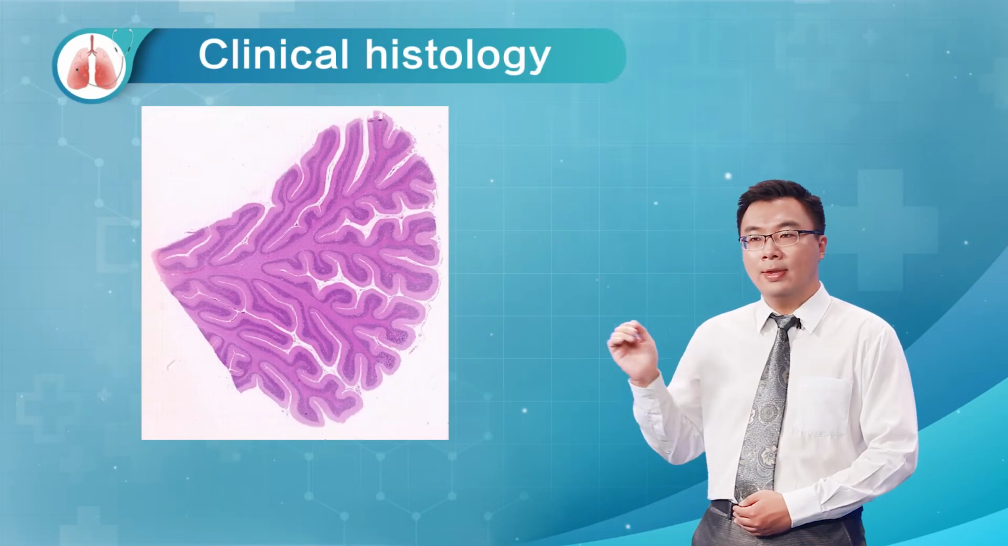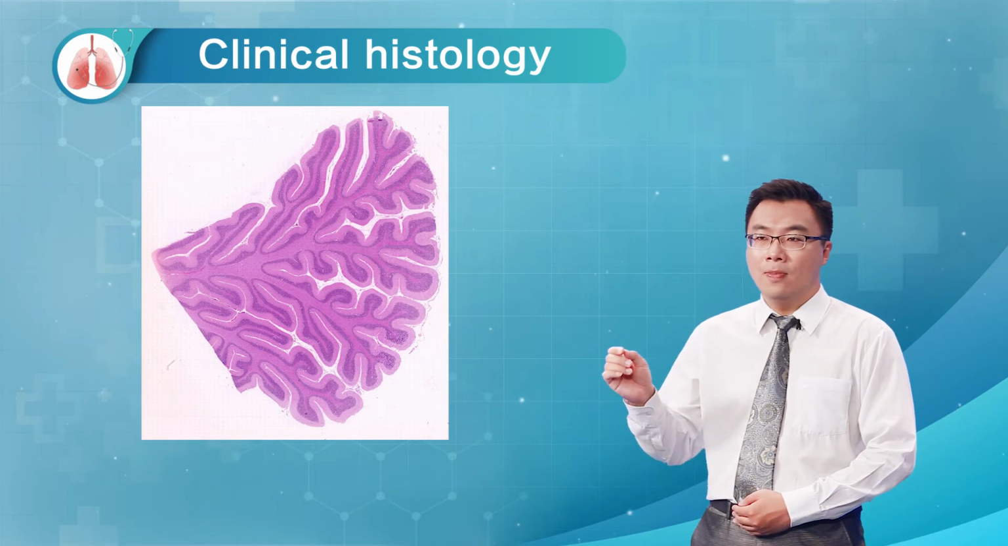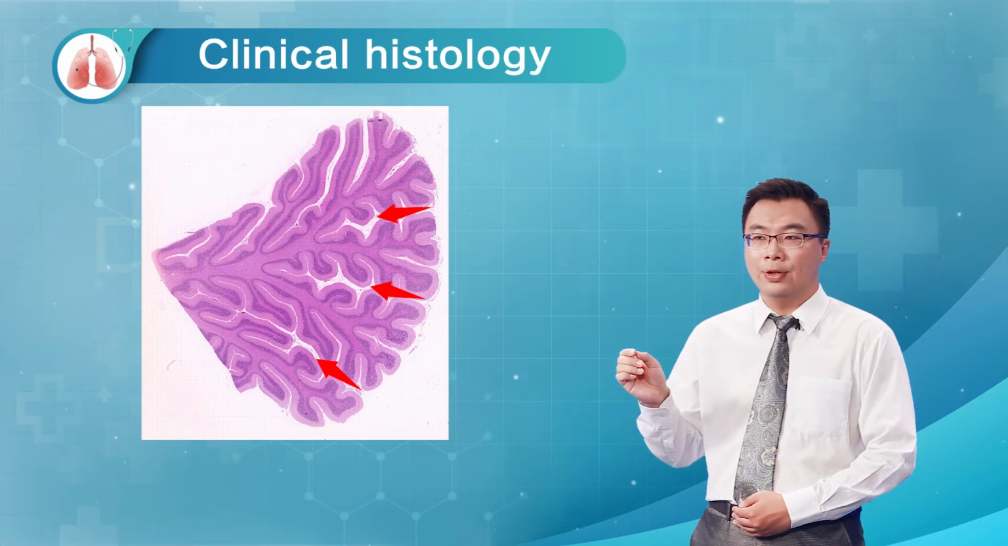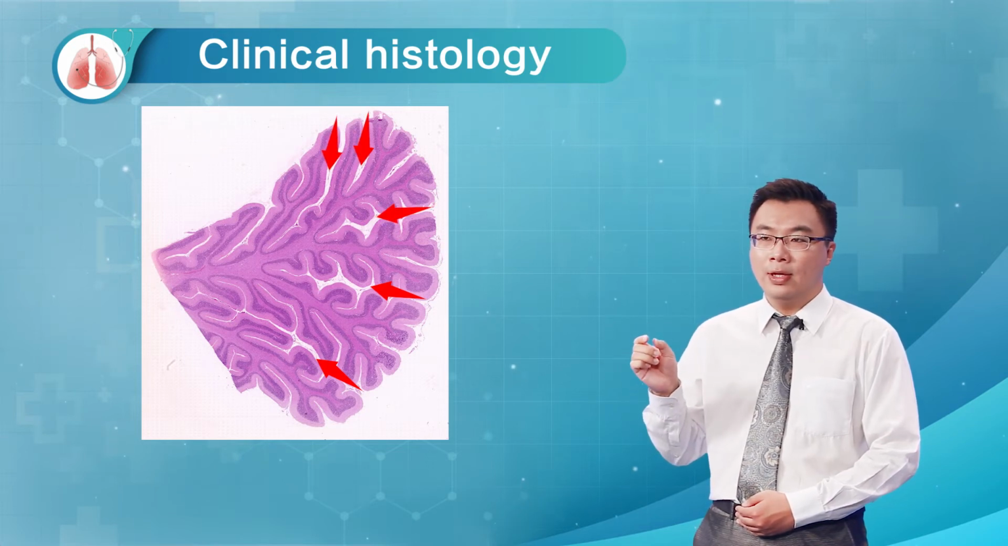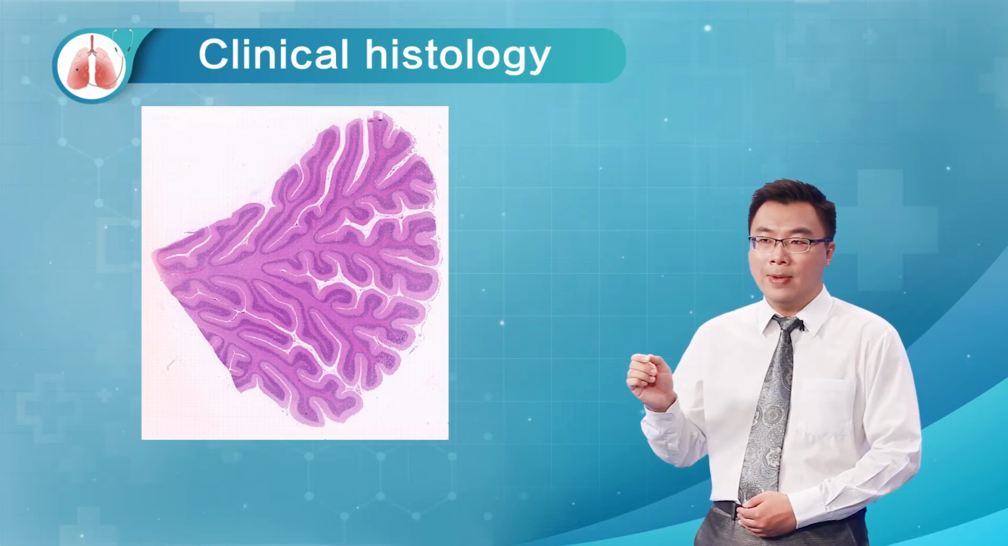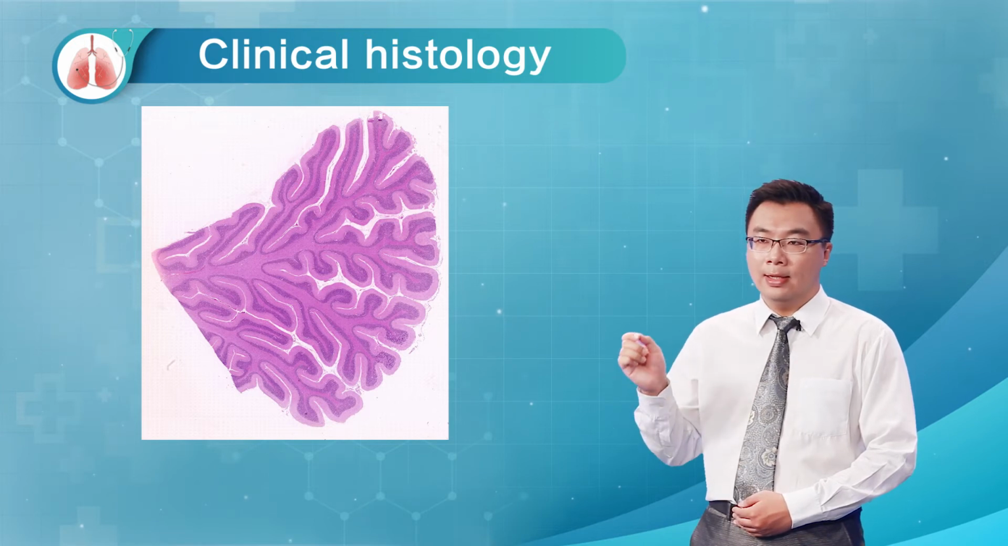Here is the microscopic section of cerebellum. Under low magnification, we can see the surface depressions of fissures shown by arrows separating the folia. The cerebellum consists of an outer convoluted cortex containing neurons, and a central core of white matter containing ascending and descending fibers. One of the characteristic features of the cerebellum is the uniform thickness of the cortex, irrespective of where we take the section.